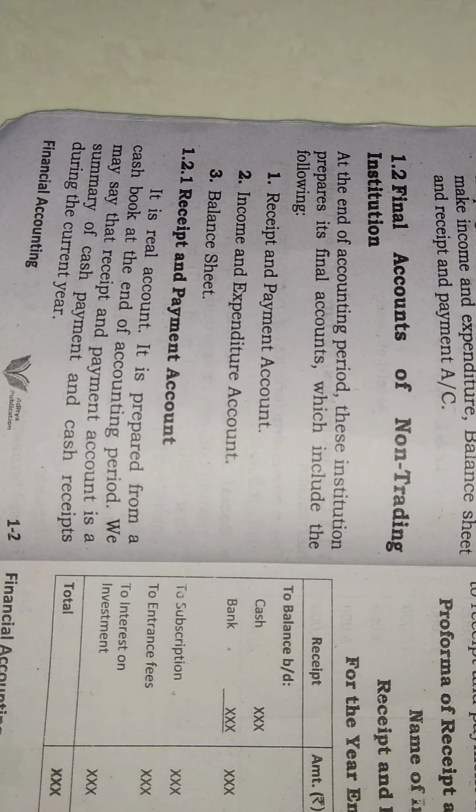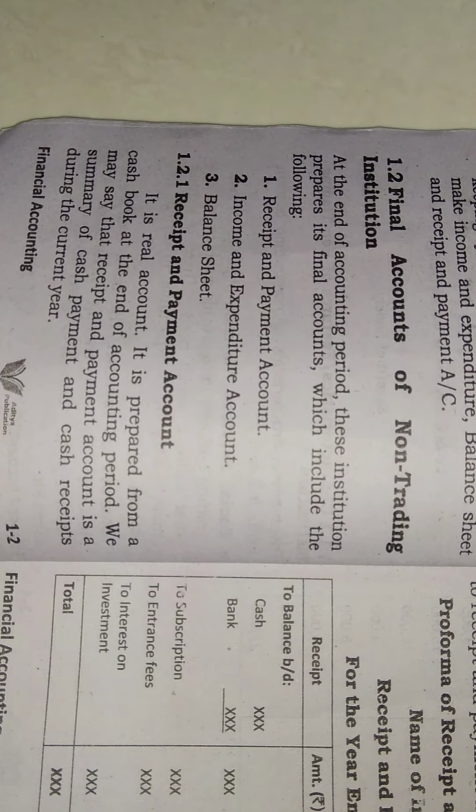It is a real account. It is prepared from a cash book at the end of the accounting period. We may say that the receipt and payment account is a summary of cash payments and cash receipts during the year. Most importantly, it is the summary of cash payments and cash receipts during the current year, whether they are related to the current year, previous year, or next year, and it is a real account. This is what the receipt and payment account is.